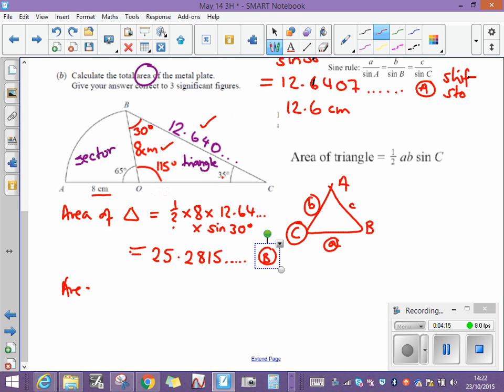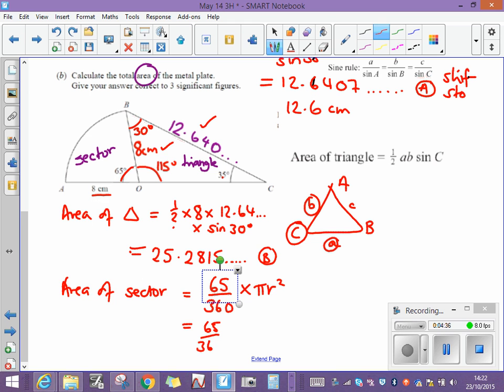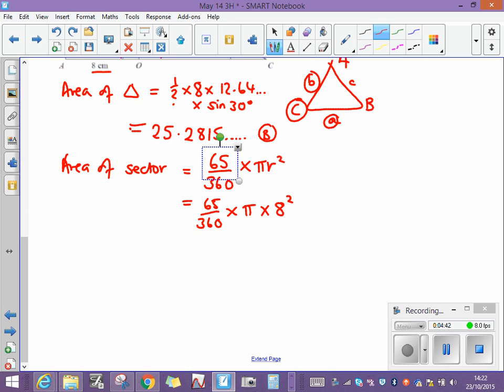So the area of the sector. Now for that I need to have learnt a formula for finding the area of the sector. Area of a sector, or part of a circle, you've got to think what fraction of the circle have you got. Well, you've actually got 65/360ths of the whole circle, because this angle is 65, multiplied by the area of a circle, which is pi r squared. In this case it's 65/360ths times pi times the radius of the circle, which is 8 squared. And again, if we work that out on the calculator, it comes out as 36.3028.